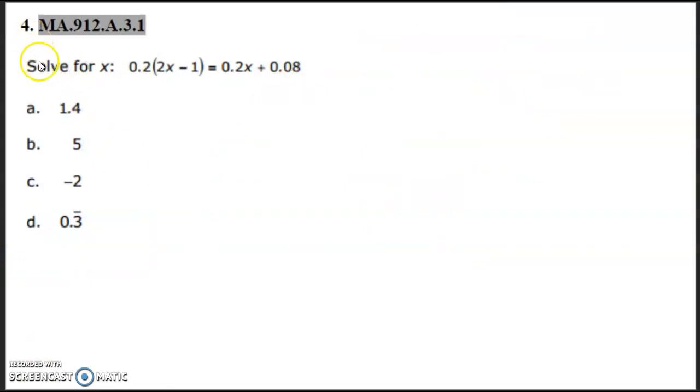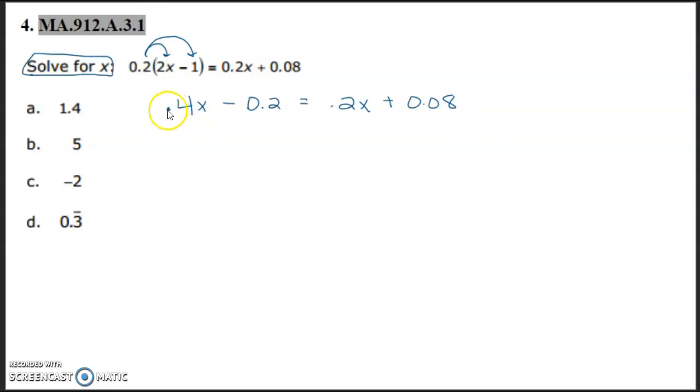Okay, so for number 4, this one is solve for x. We are going to get x equals something. So the first thing we have to do is distribute this 0.2 to everything inside the parenthesis. So 0.2 times 2 is 0.4x minus 0.2 times 1, or negative 1, sorry, is negative 0.2 equals 0.2x plus 0.08. Okay, we're still trying to solve for x. The dots are a little small.